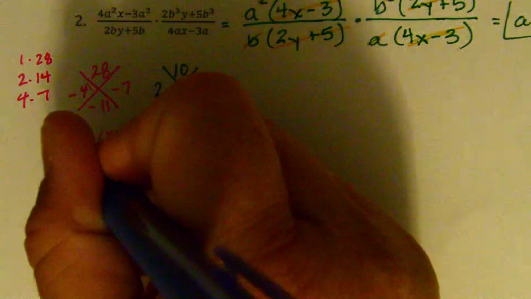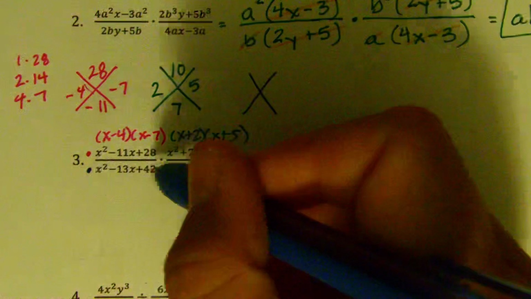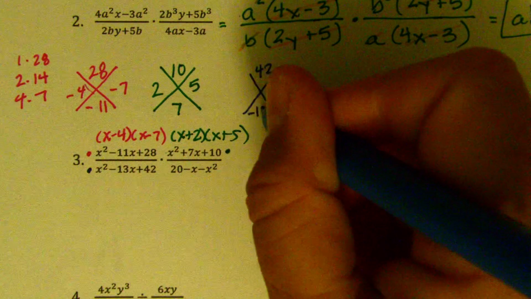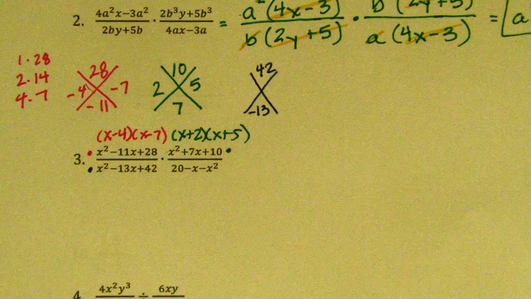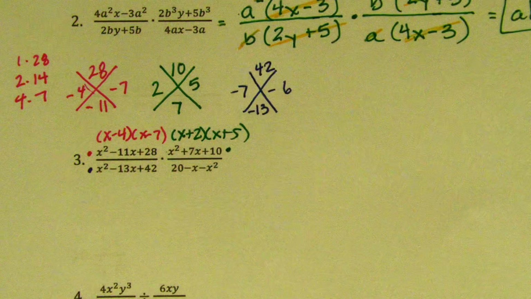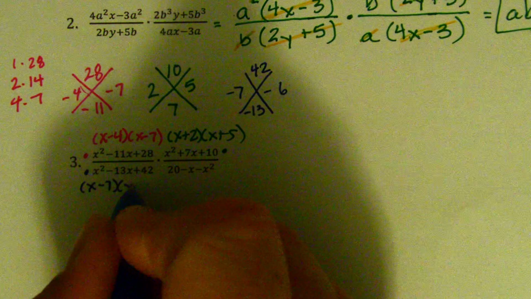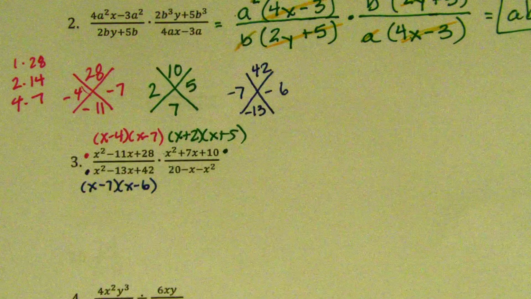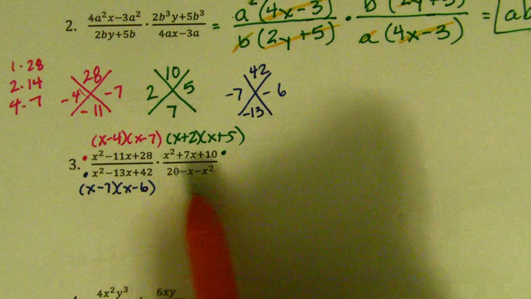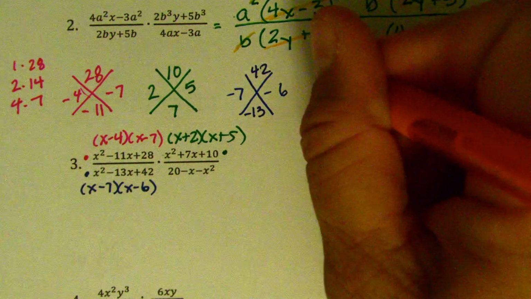In blue here, I'll do the bottom left one. A is 1, C is 42. 1 times 42 is 42. My b value is negative 13. 7 times 6 is 42, so negative 7, negative 6 multiplies to 42 and adds to negative 13. So that will be x minus 7 and x minus 6. And then this last one, notice here that it's in the opposite order. I have 20 minus x squared. Well, I'm going to do this kind of off to the side here real quick.